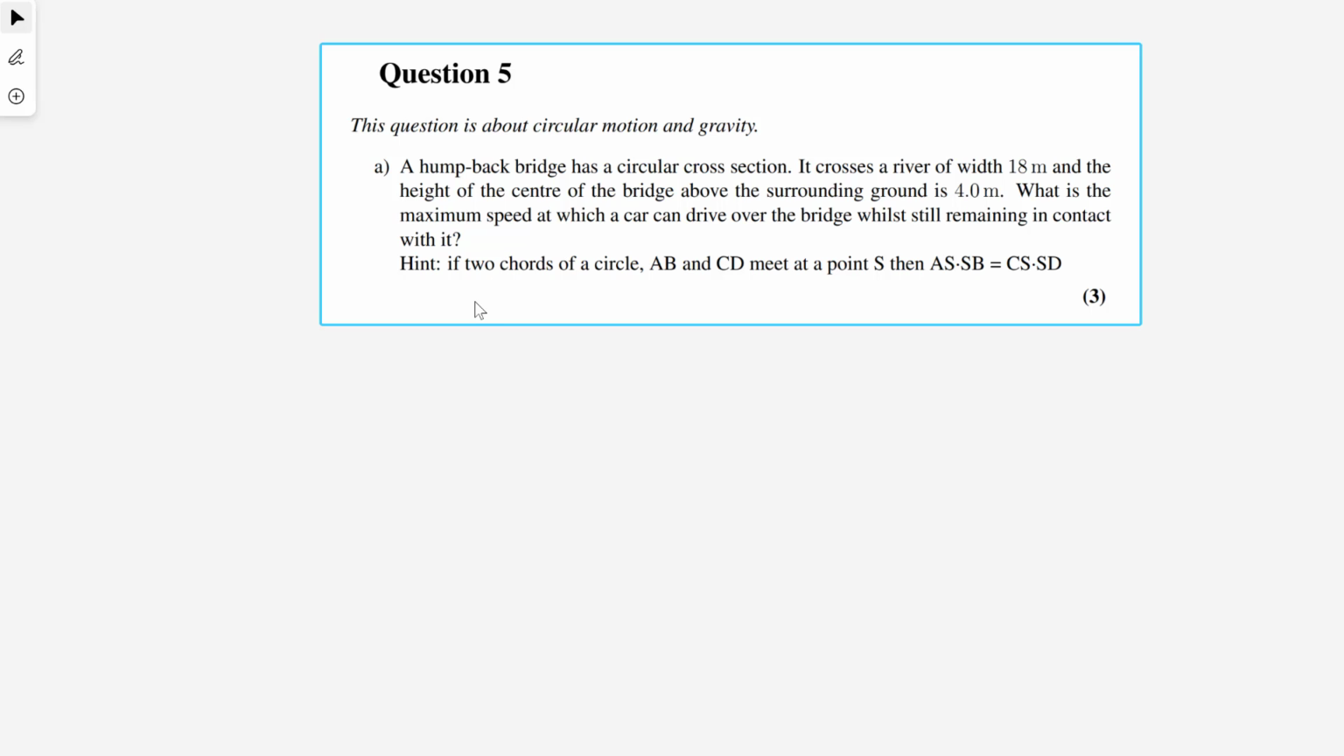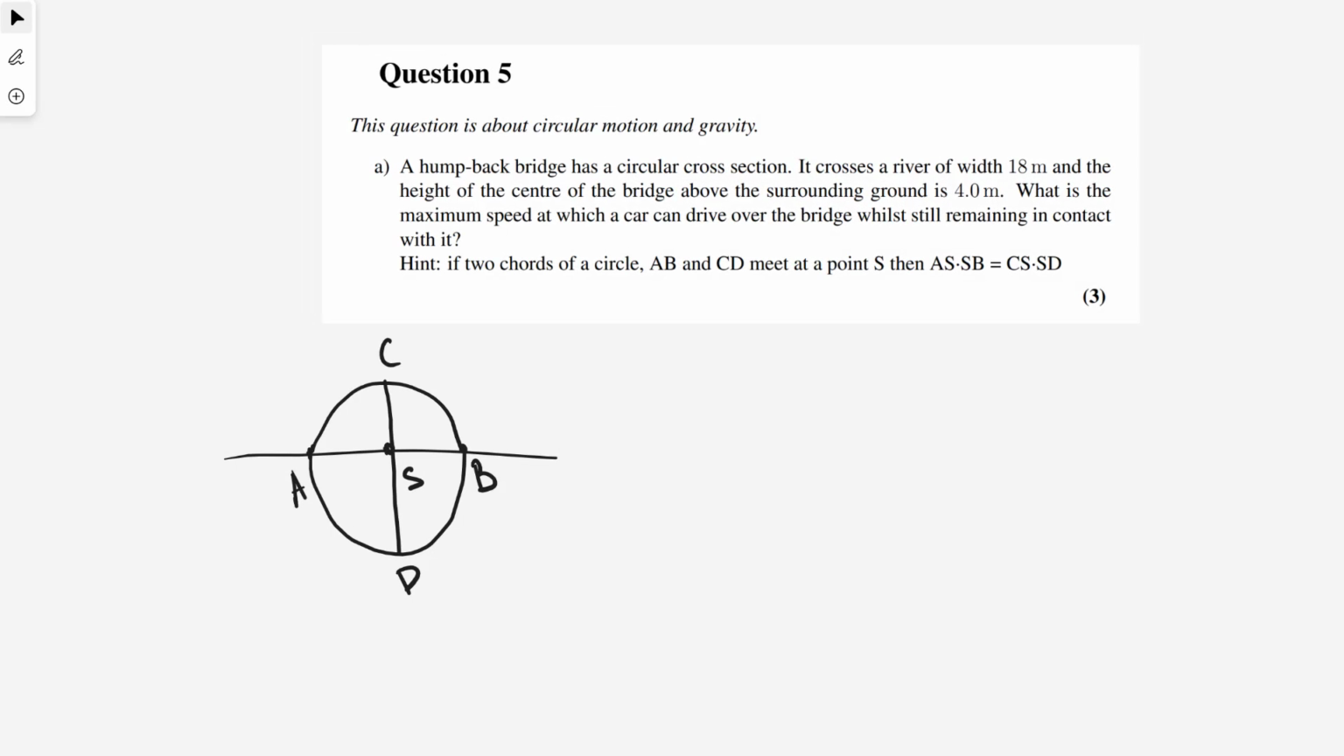And we're given a hint. Every time we're given a hint, it is a very, very good idea to use that hint. If chords AB and CD meet at a point S, then AS times SB is equal to CS times SD. Okay, first off, let's draw a little diagram.